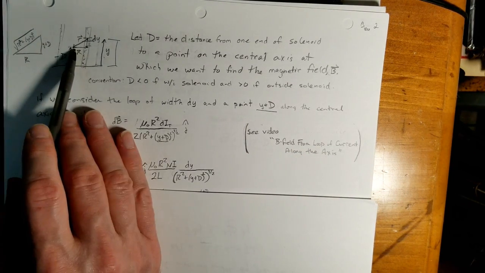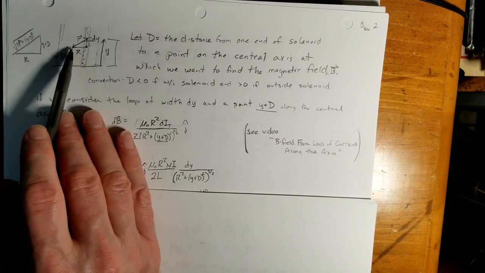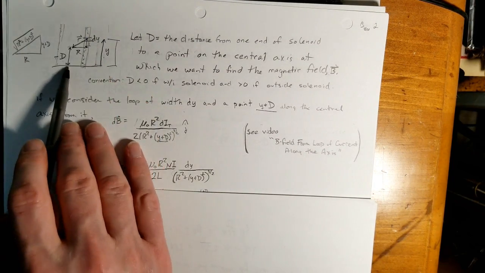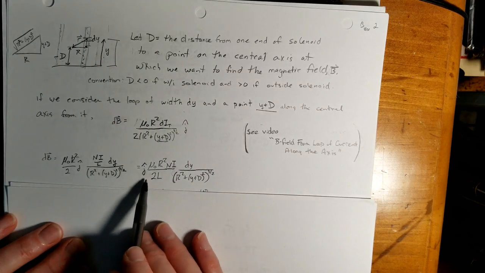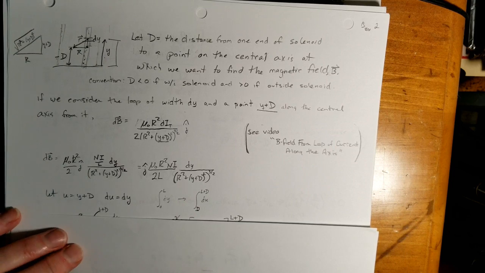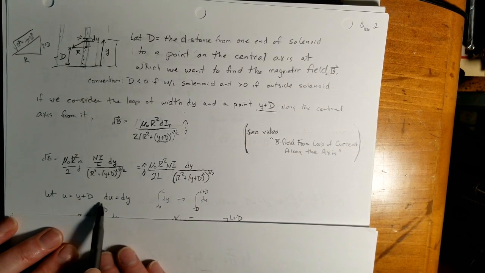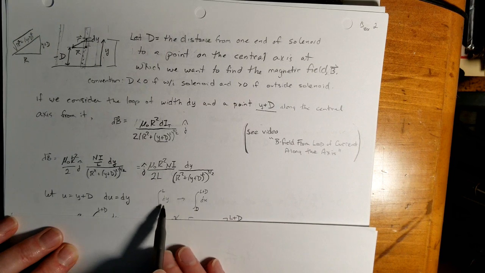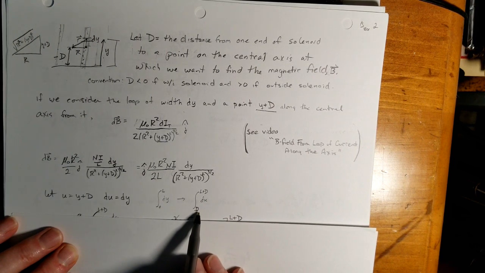Now, there are i hat components and k hat components, but they would all cancel out because of symmetry arguments. So again, we'll be left with, since I'm along the central axis here, this j hat. So all I did was just shift things around here. I'm going to do some u substitution, let u equal y plus d, so du equals dy. So the integral from 0 to L of dy would be the integral from capital D to L plus d of du.